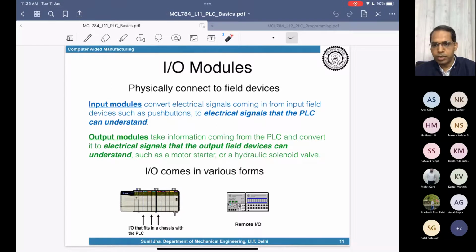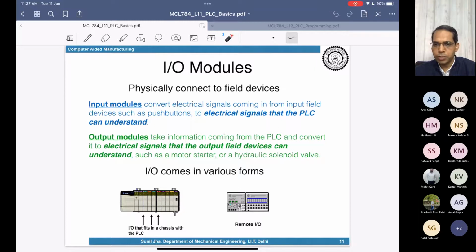So digital or analog input signals, we have to convert them into a suitable voltage, in a format that your controller CPU will understand. And all these functionalities are done by the input module and the output module. Now, these input modules are mostly interfacing, as I was saying, 24 volt devices.